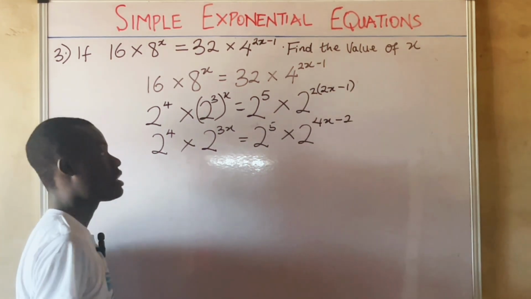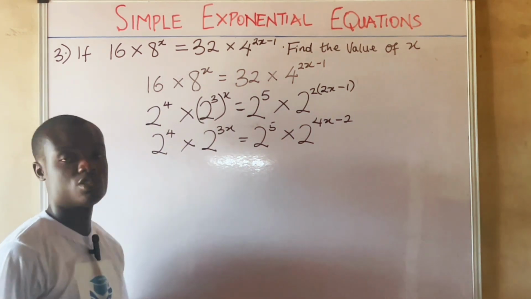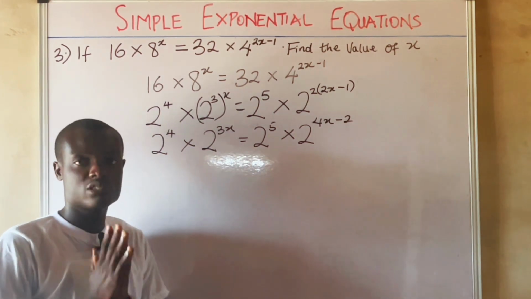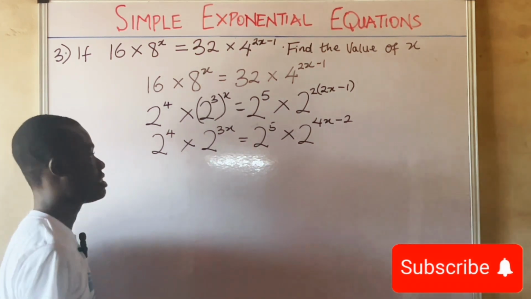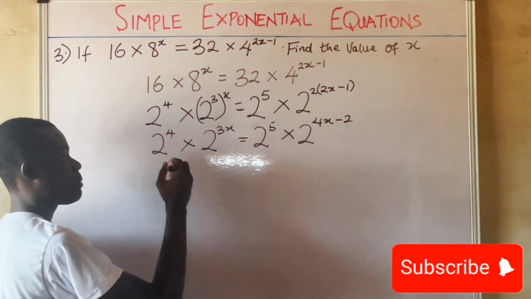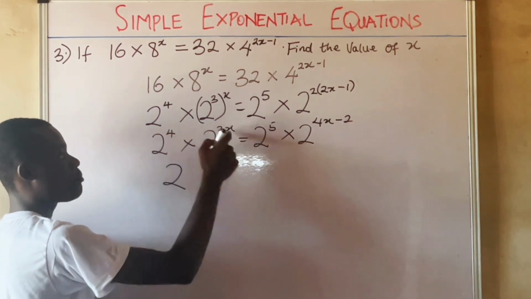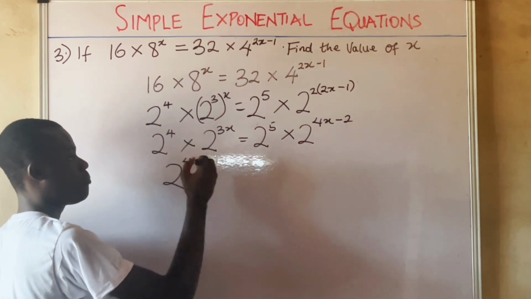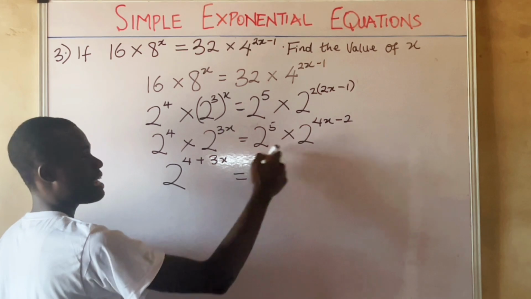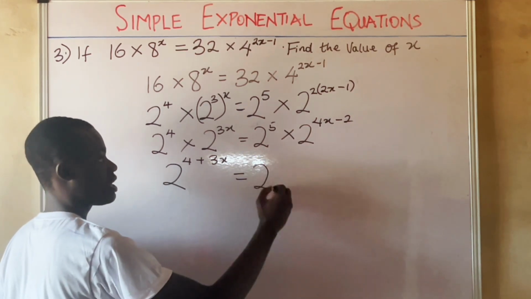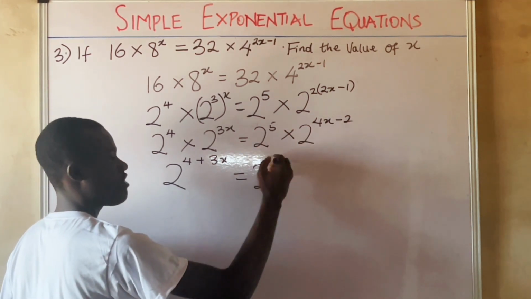So now, coming back to our law of indices, where we have a multiplication sign and we have the same base, we are simply going to pick one of the bases. So the bases are similar. I'm simply going to pick 2. Next, I'm going to add the powers. It will be 4 plus 3x is equal to, on this side, the bases are similar again. I'm going to pick 2, then add the powers. That's 5 plus 4x minus 2.